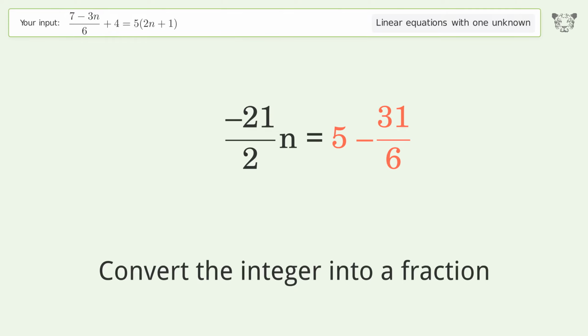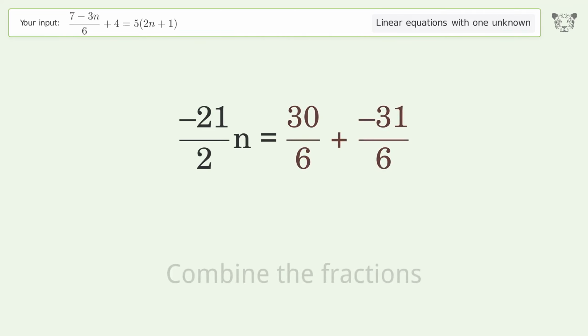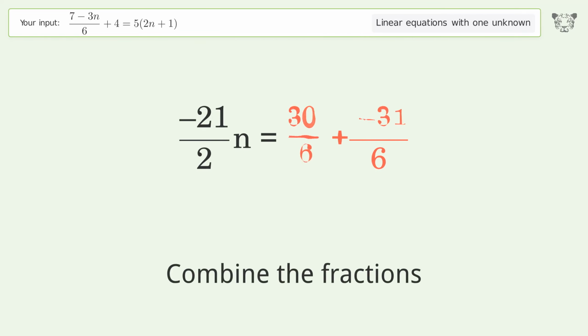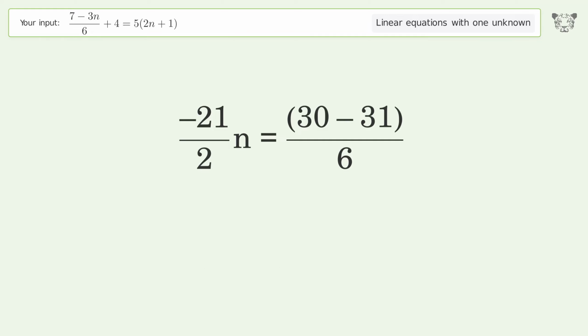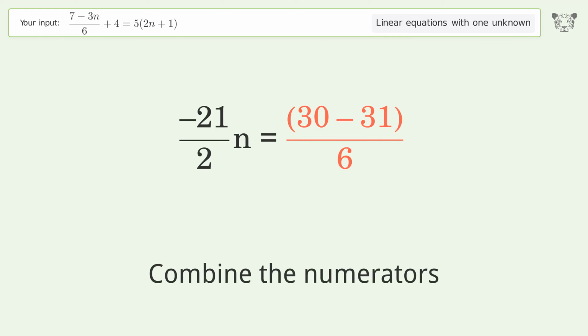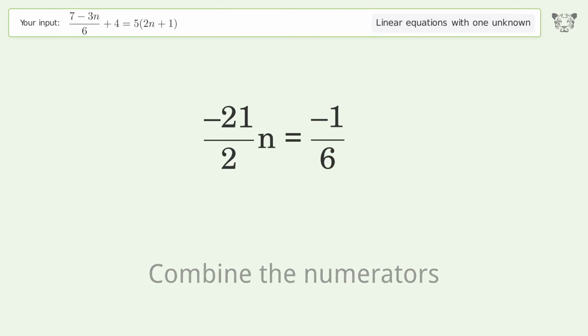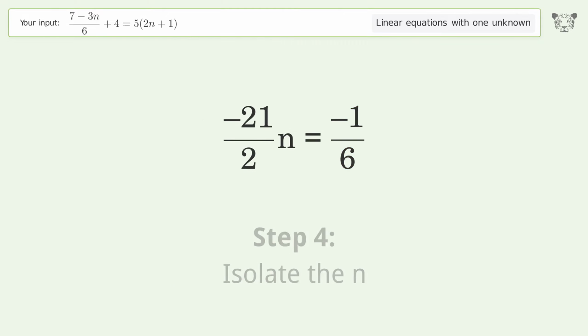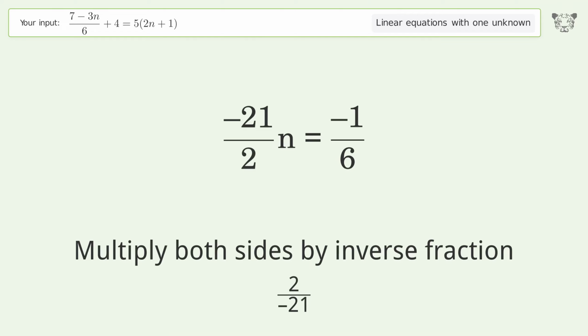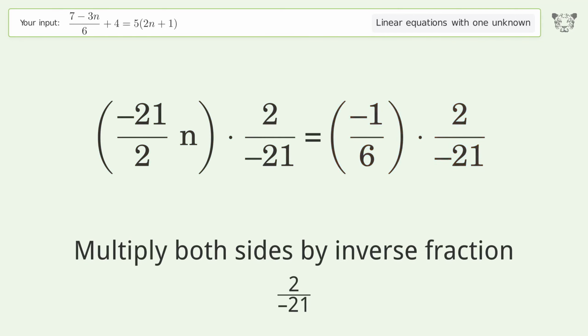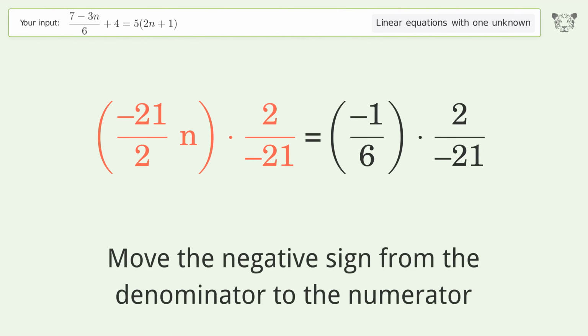Convert the integer into a fraction. Combine the fractions. Combine the numerators. Isolate the n. Multiply both sides by the inverse fraction, 2 over negative 21. Move the negative sign from the denominator to the numerator.